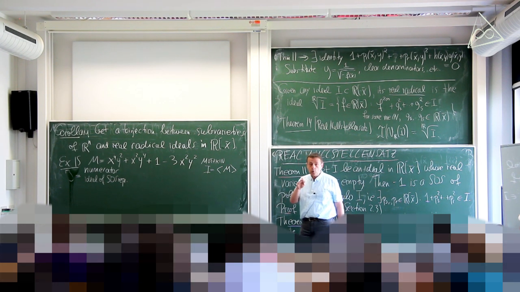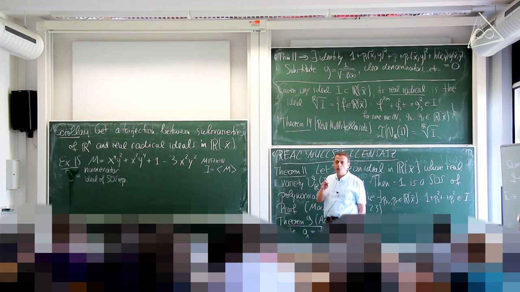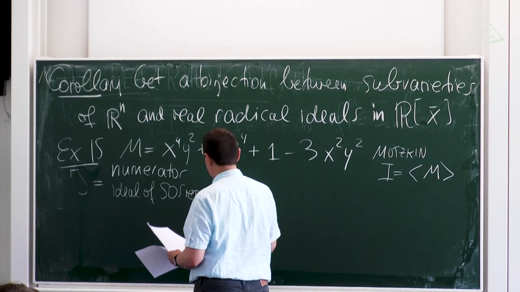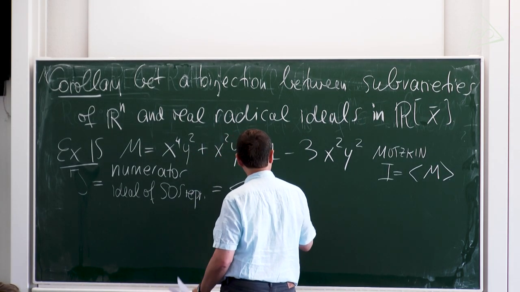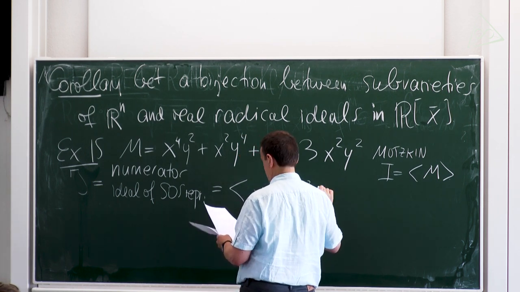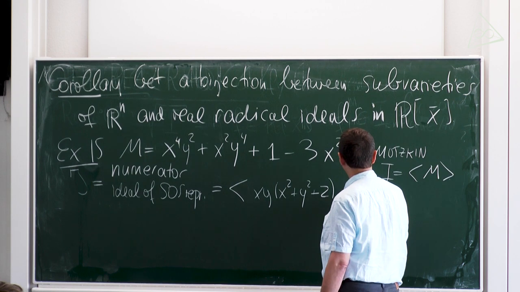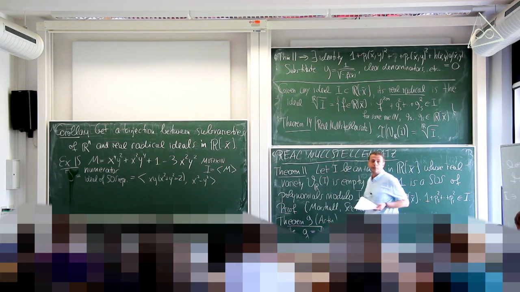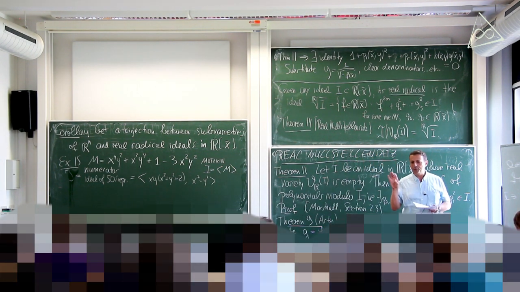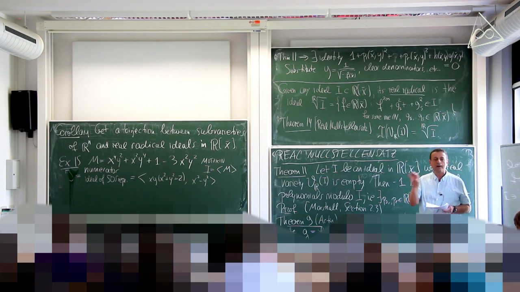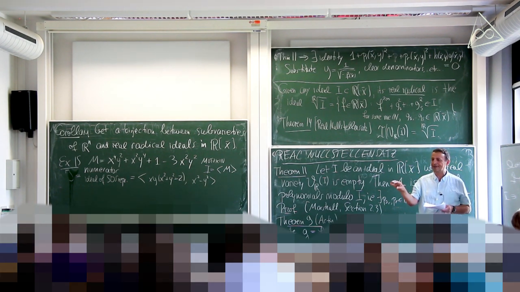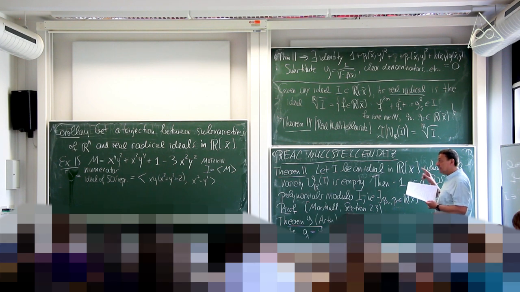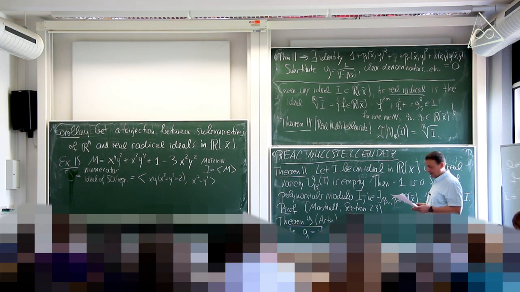So certainly the two terms whose sum of squares I'm taking in the numerator must be in the real radical. In the left term, I had xy times x squared plus y squared minus 2, and I took the square of that. And the other thing was x squared minus y squared. And obviously they vanish on the real variety. Think about it for a moment: you have the sum of squares representation, each term must vanish on the real variety. And if the square of something vanishes, then the something vanishes. So certainly this ideal J will be contained in the real radical.